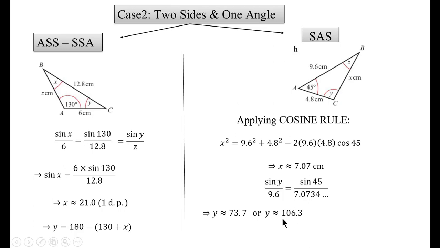Which angle should we select? Of course, from the figure, y is obtuse angle, and if to remove any doubt, we can square 9.6 and square 4.8 and square x and compare. If the largest side square is more than sum of other two squares, it will be obtuse, of course. So it will be 106.3. Then we can get z by 180 minus sum of the other two angles.